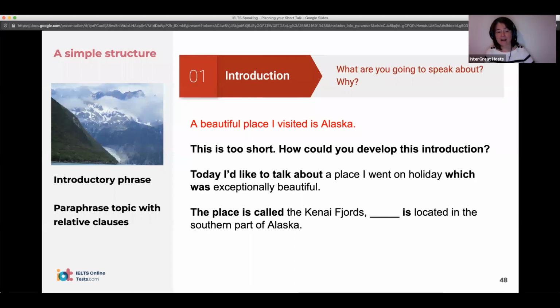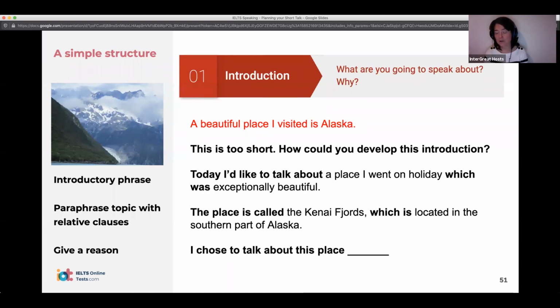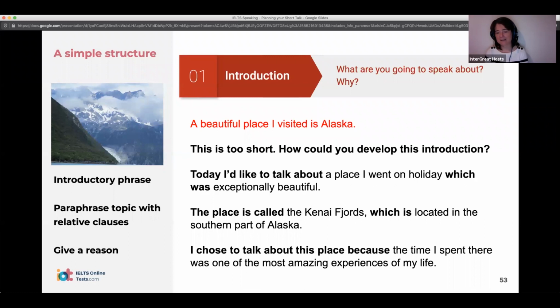Then a bit more information. So it's called the Kenai Fjords, which is located in the southern part of Alaska. And then you explain why you've chosen this place. So I chose to talk about this place, if you're giving the reason, because, yes. So much more information there.